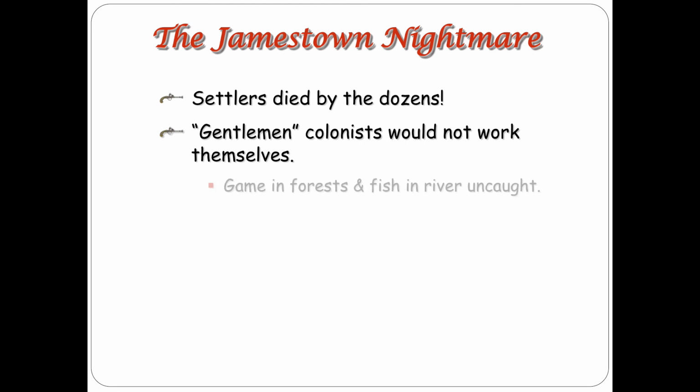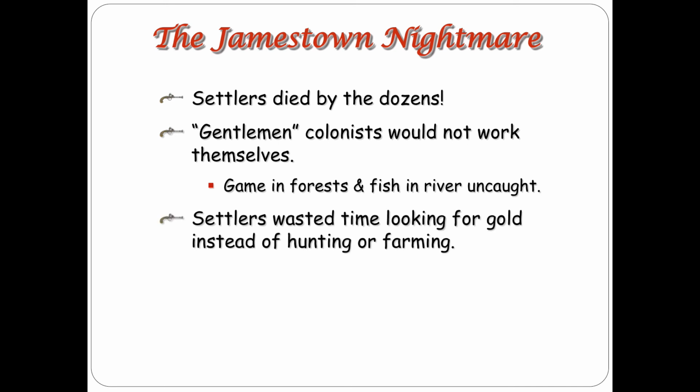years of Jamestown. The irony of all of this is there's plenty of food all around them. There's game in the forests. There's deer. Right? There's plenty of deer out there. There's other animals that are edible. There's plenty of fish in the river. But these colonists didn't know how to do any of this. And so they began to starve and they began to die. They spent way too much time in the beginning looking for gold instead of doing any hunting or farming.